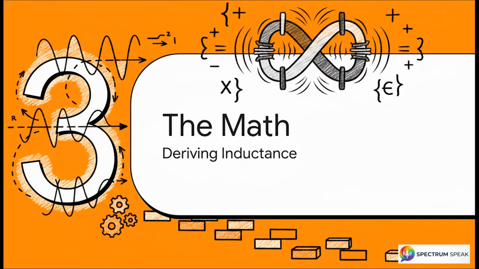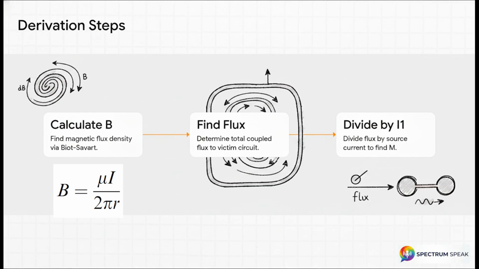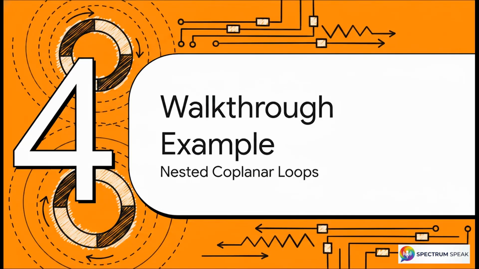All right, moving on to section 3, deriving the math for mutual inductance. We're going to build this piece by piece so you never get lost. The structural logic here requires 3 exact steps. First, we calculate the magnetic flux density, B, using that Biot-Savart law we just talked about. Second, we integrate that density over an area to figure out the total coupled flux, phi12, that is actually hitting our victim circuit. And finally, step 3, we just divide that total flux by the source current, I1. Let's see this in action with section 4.